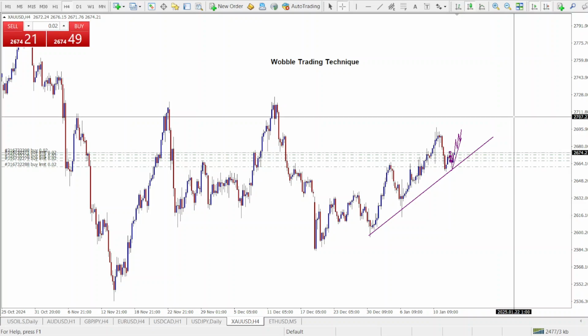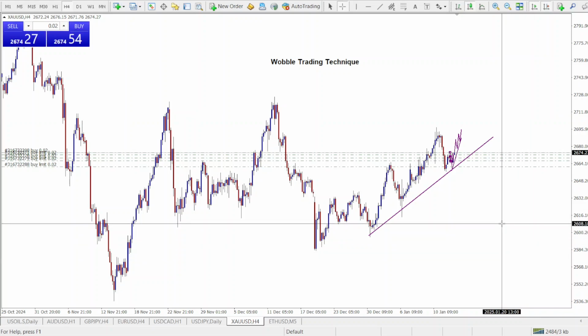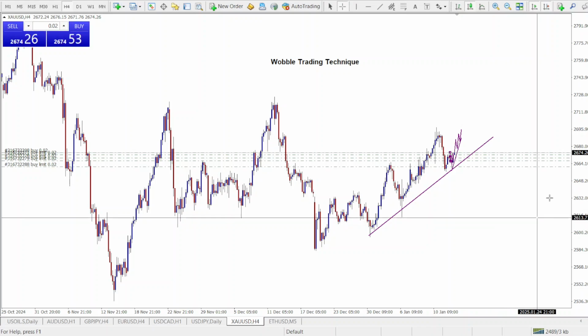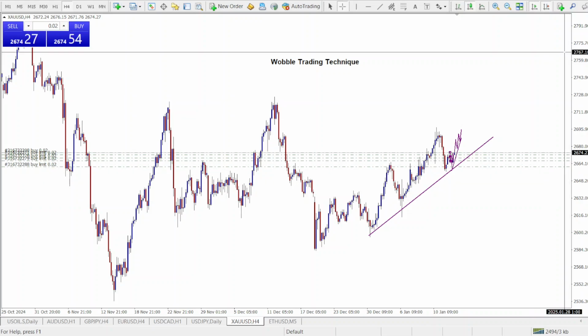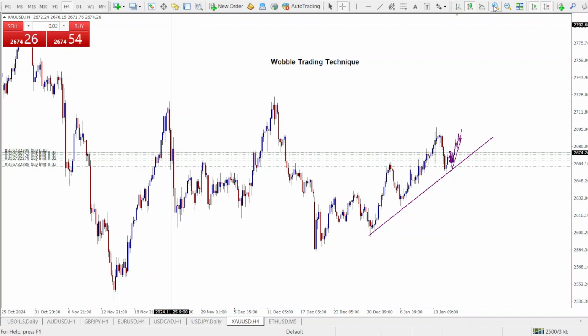All right. And then finally, you need to stay adaptable. If the market moves against you, you can close parts of your position to minimize losses and reposition yourself as the market reverses. All right.